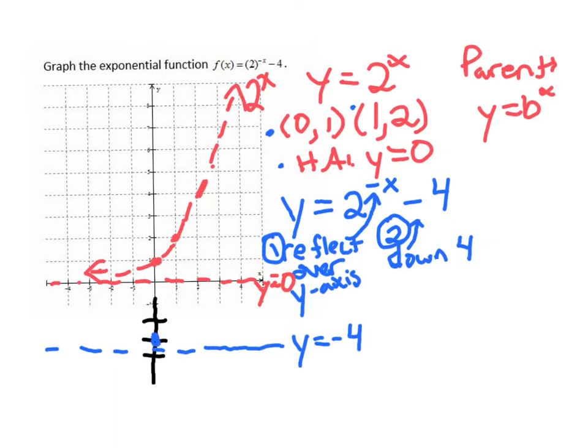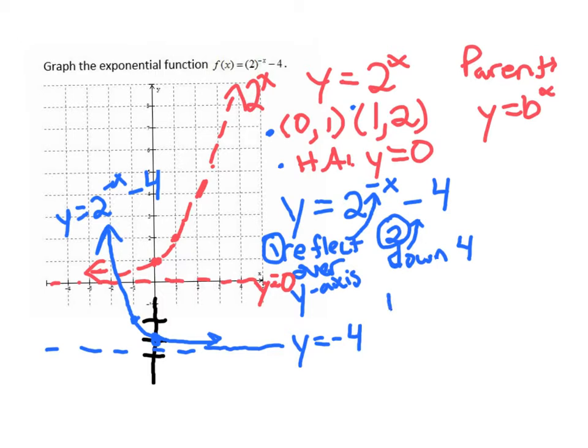Also, we have a point at (1, 2). Reflect that across the y-axis. That's going to flip to (-1, 2) over here. And then from there, shift down 4 units. So if it's at 2, we go down 4. It's going to land at negative 2 right here. And I'm going to graph that new point right here at (-1, -2). And then I'll draw the same shape of the curve going through those 2 points and then approaching the asymptote here. And so this graph in blue is our graph of y equals 2 to the negative x minus 4.